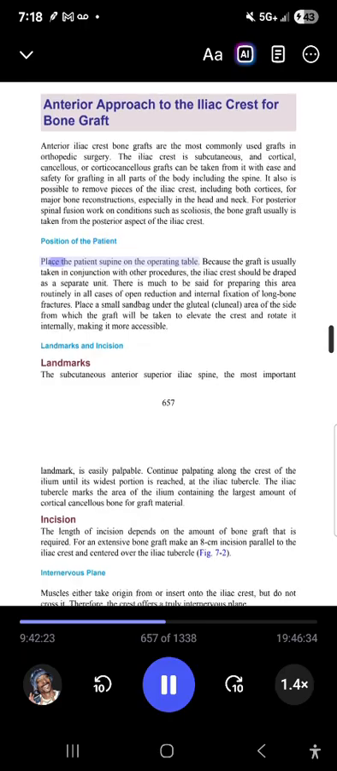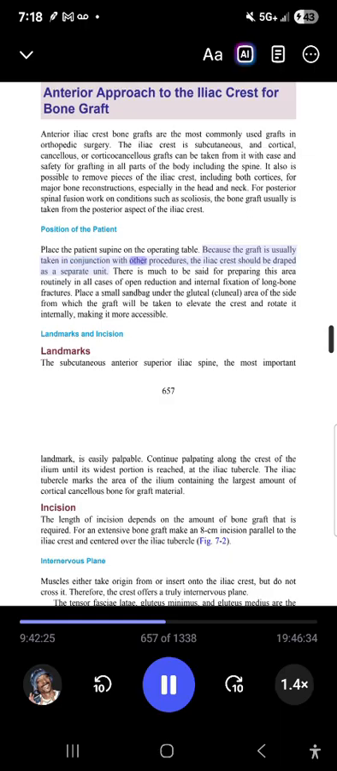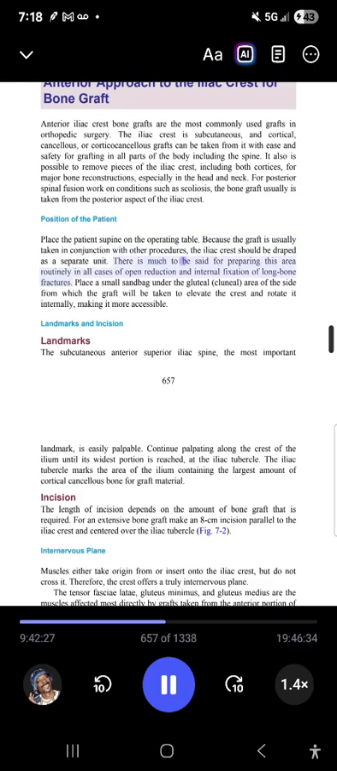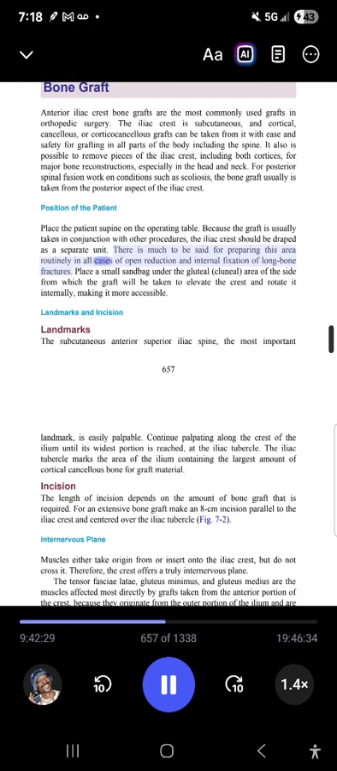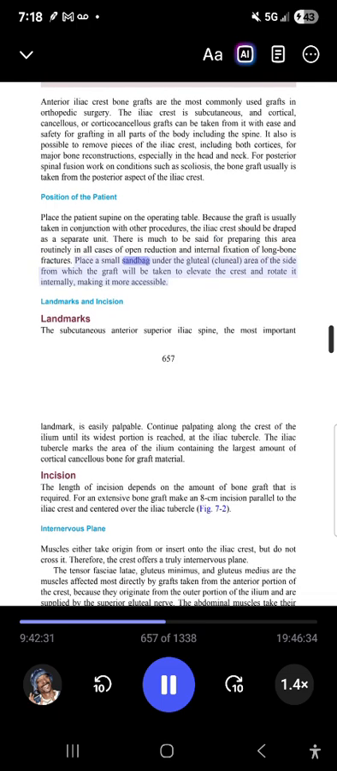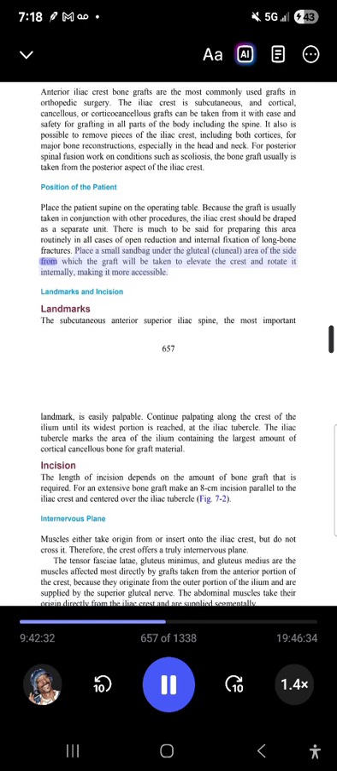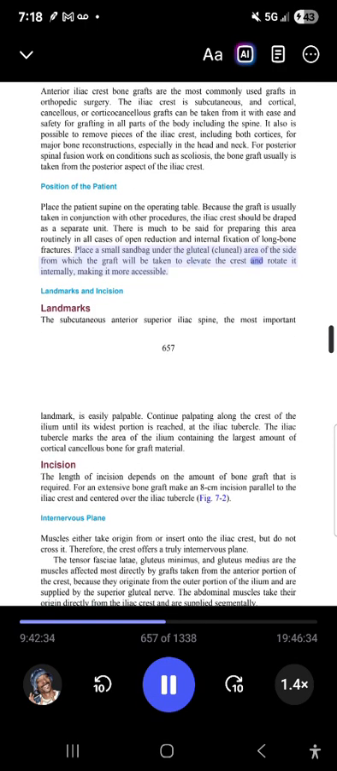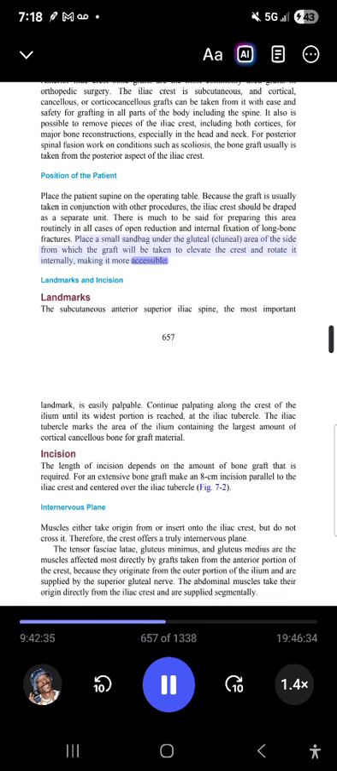Position of the patient. Place the patient supine on the operating table. Because the graft is usually taken in conjunction with other procedures, the iliac crest should be draped as a separate unit. There is much to be said for preparing this area routinely in all cases of open reduction and internal fixation of long bone fractures. Place a small sandbag under the gluteal area of the side from which the graft will be taken to elevate the crest and rotate it internally, making it more accessible.